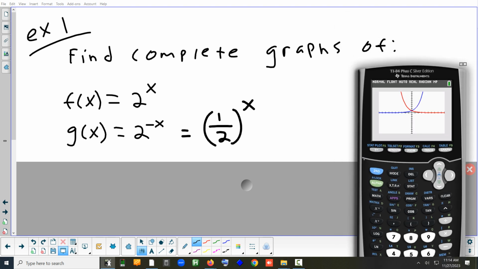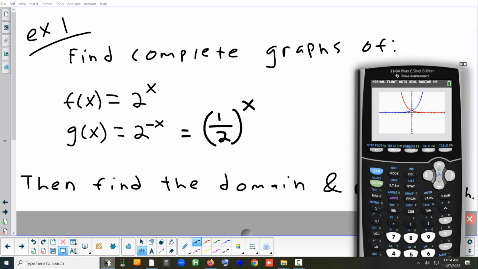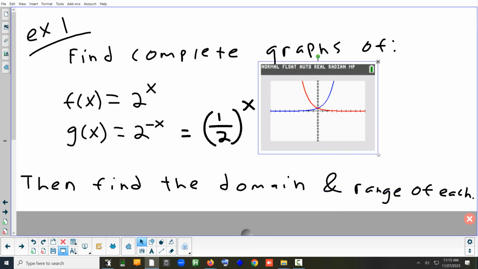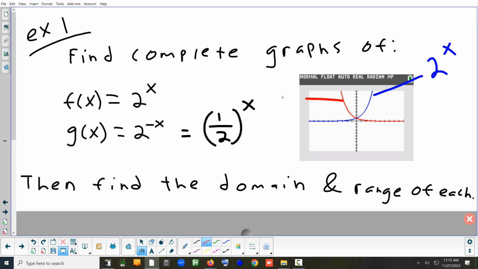Any question on that? So as far as a window, because we were finding a complete graph, the standard window is fine. It shows you everything you need to see. Which one is which? Okay, so the blue one is 2 to the x. And the red one is 2 to the negative x.